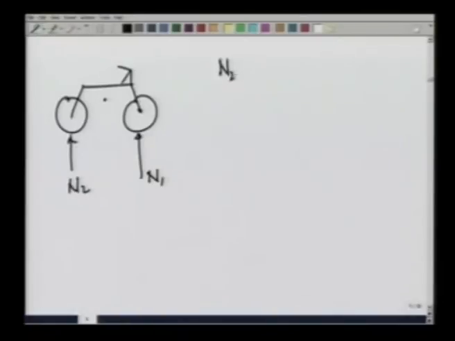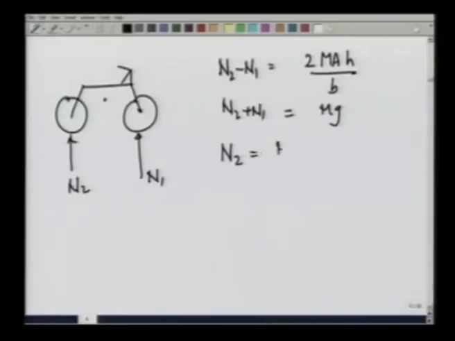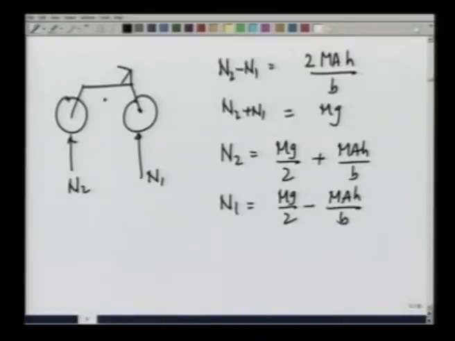So, let me show again. Here is the motorcycle, here is the center of gravity, here is reaction N1, here is reaction N2, and we have found that N2 minus N1 is equal to 2mah over b, and N2 plus N1 is equal to mg, and that gives you N2 equals mg over 2 plus mah divided by b, and N1 equals mg over 2 minus mah divided by b.